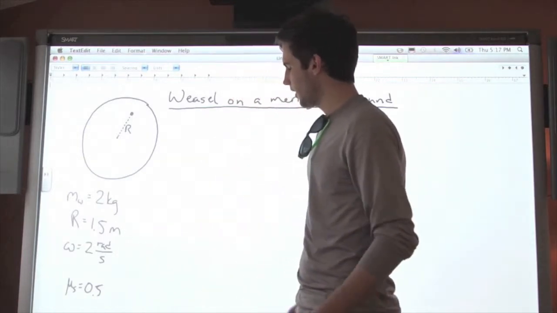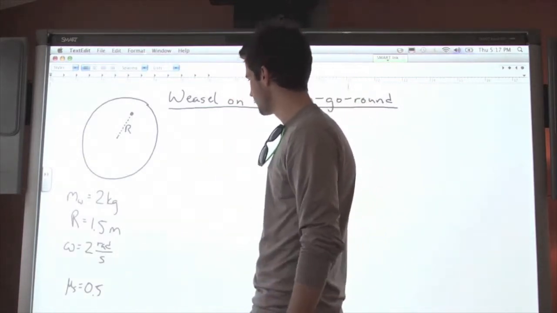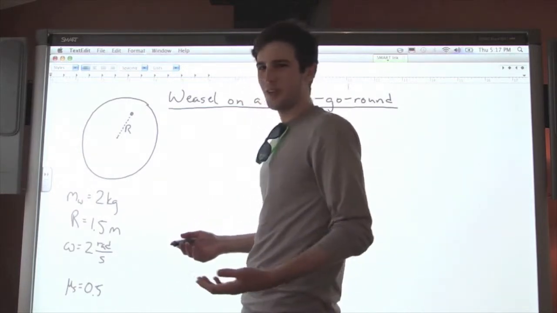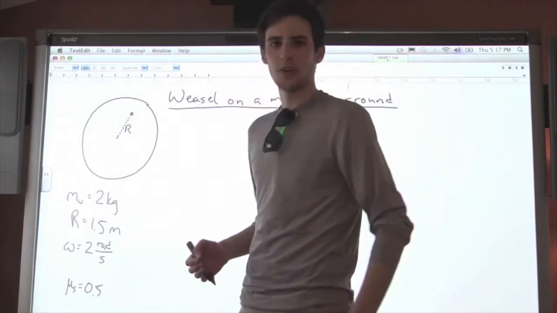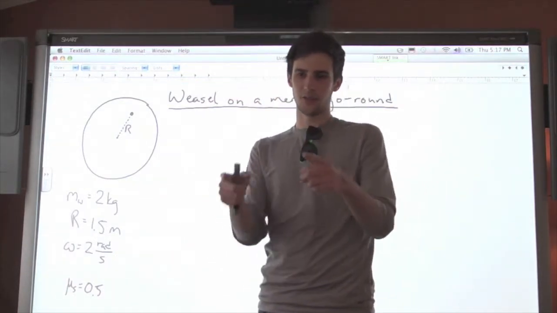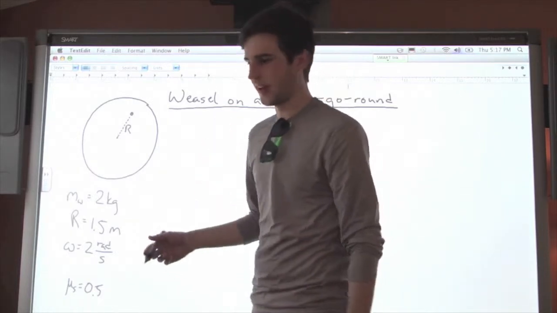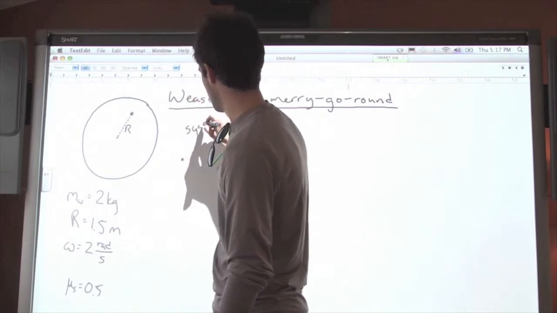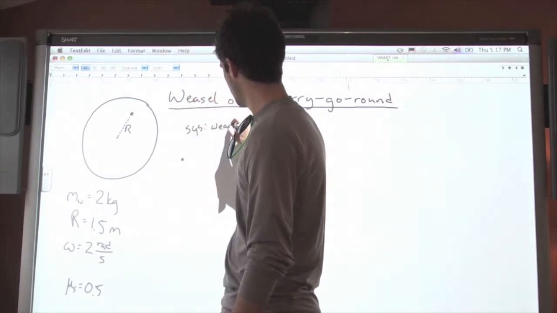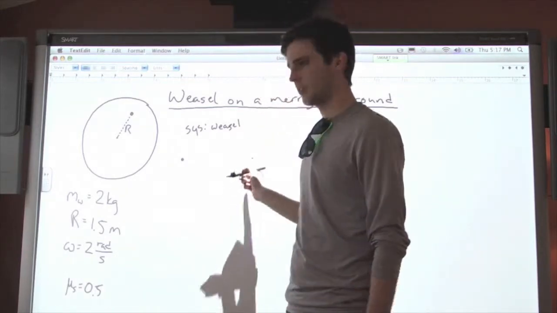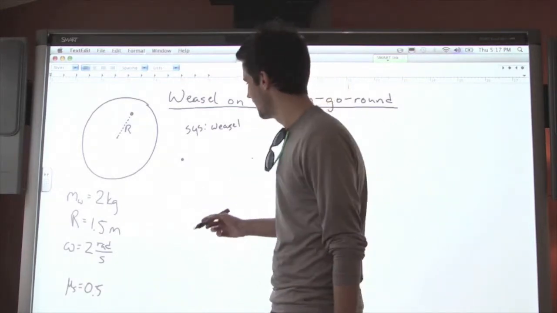And so how are we going to do that? I guess the first thing we're going to do is the same thing we always do, and that's draw a free body diagram. I'm going to draw this from the side view, like we're standing off at the edge looking at the weasel from the side. So let's say that's the weasel. My system is the weasel. And over here is the center, just so you know.